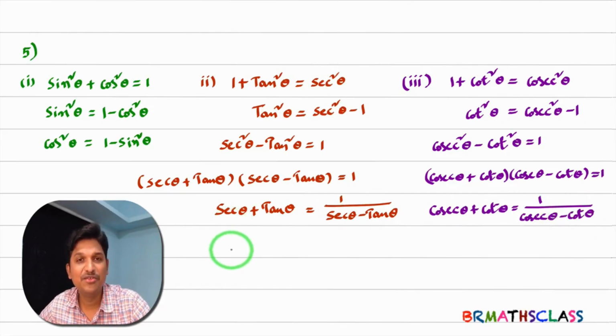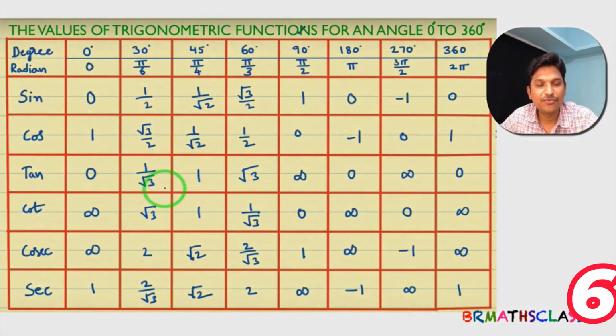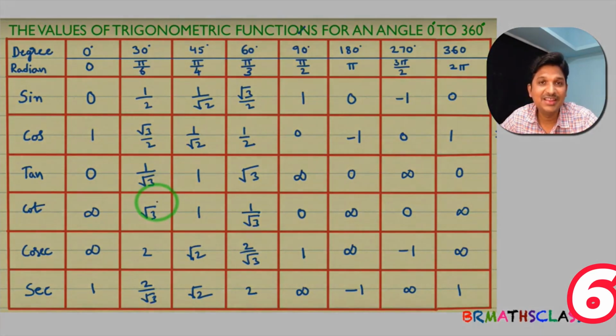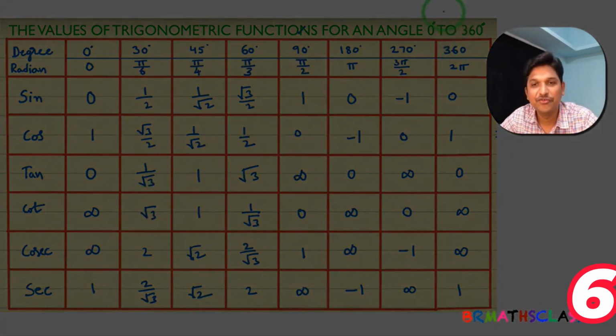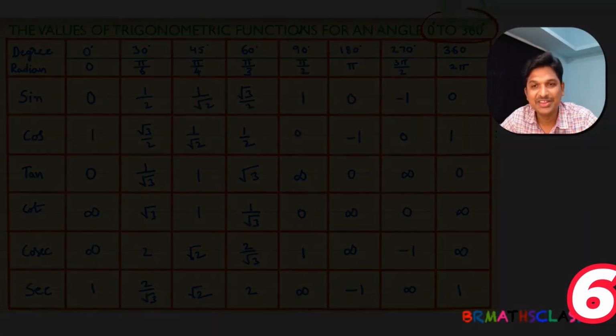These are the formulas we use very frequently. Only thing is, have patience. Practice all these formulas. Now we will go to the 6th set of formulas, the 6th set of trigonometry formulas. In this we will learn the values of trigonometric functions from 0 degrees to 360 degrees.